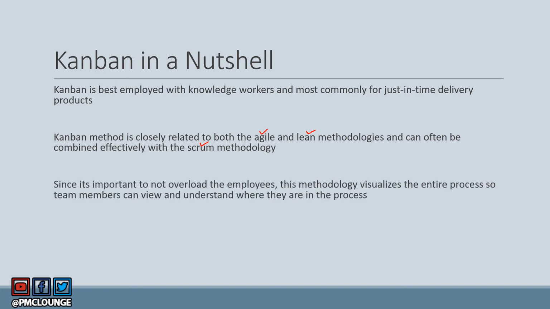So since it's important to not overload the employees, this methodology, which is the Kanban methodology, visualizes the entire process so team members can view and understand where they are in the process. Now, this is the backbone of Kanban. The methodology basically visualizes the entire process, and this is going to help the team members understand where they are in the process right now. We'll take a look at an example, which will make things much clearer.